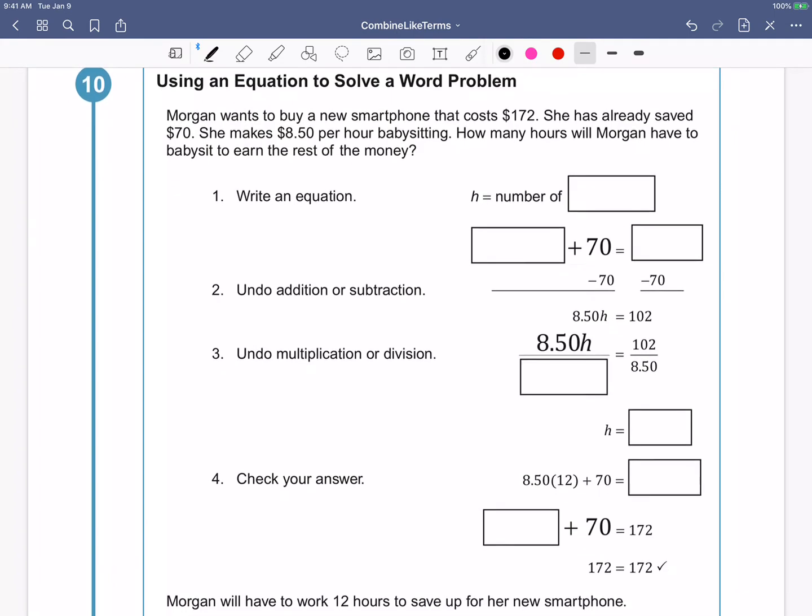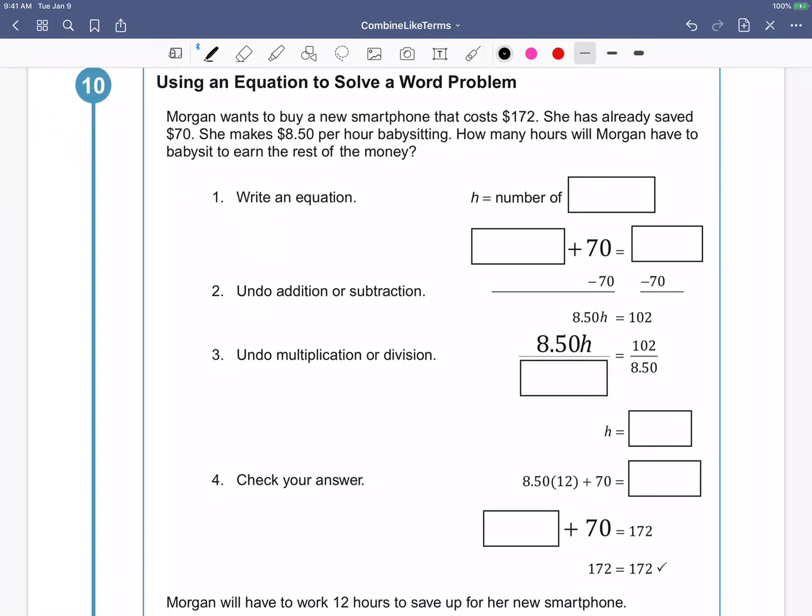Now we're going to use an equation to solve a word problem. So once again, it's another word problem. Let me get the highlighter ready. Morgan wants to buy a new smartphone that costs $172. She has already saved $70. She makes $8.50 per hour babysitting. How many hours will Morgan have to babysit to earn the rest of the money? So again, that's my question. So I'm looking for how many hours she'll have to work. Okay? So H is going to be the number of hours.